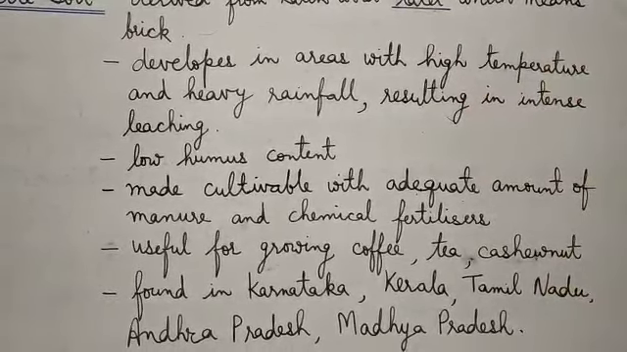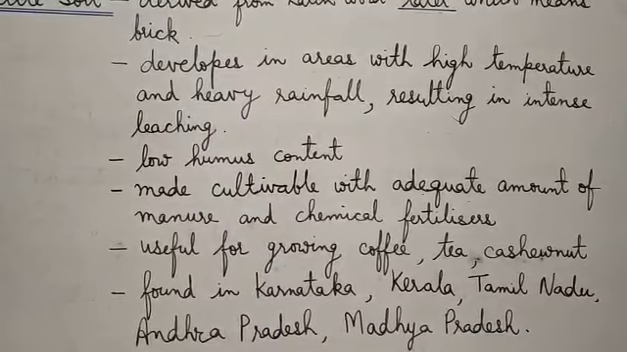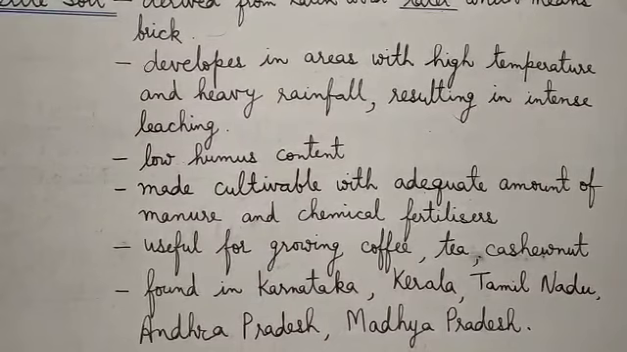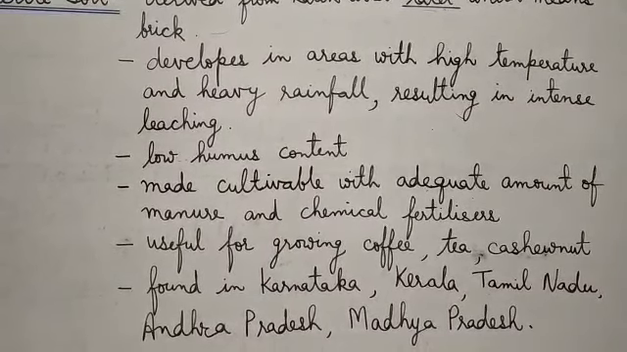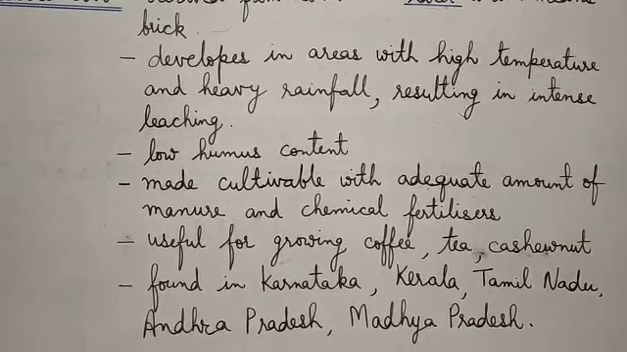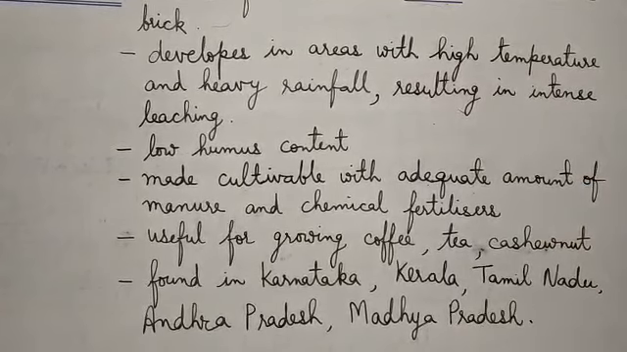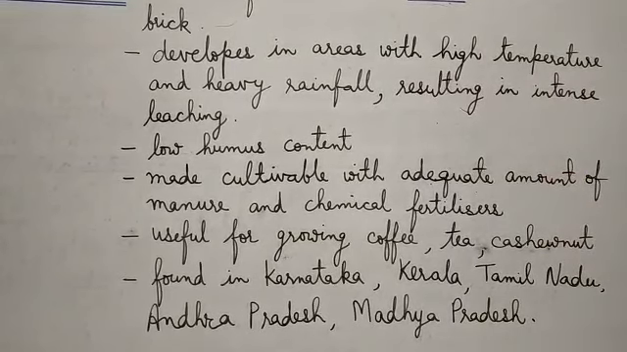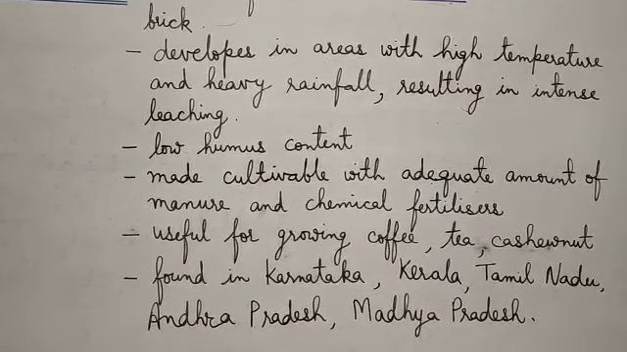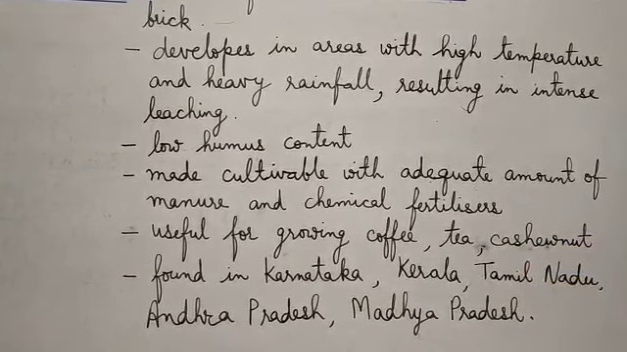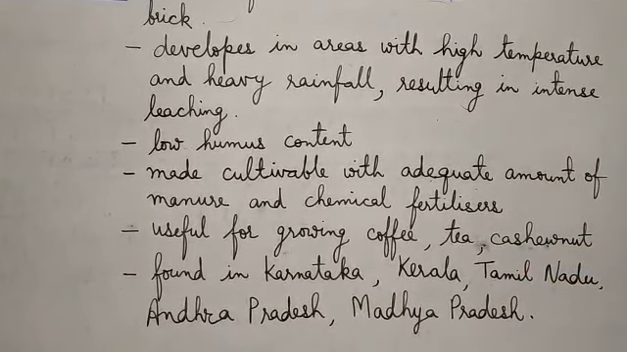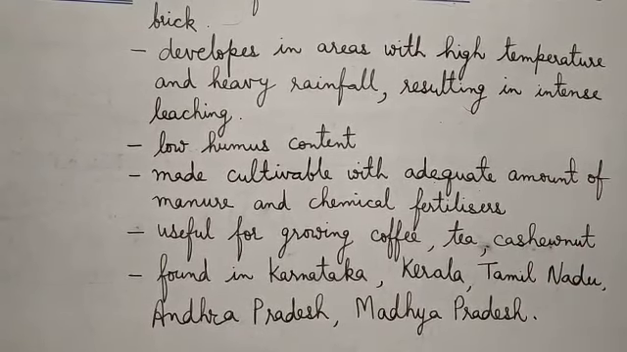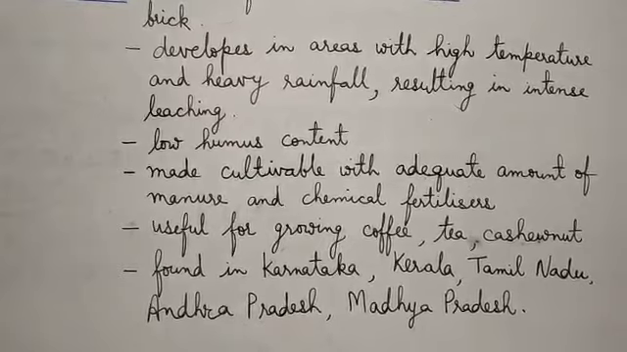The humus content is very low due to microorganisms getting destroyed due to high temperature, but it can be cultivable with adequate amounts of manure and chemical fertilizers too. This soil is very useful for growing coffee, tea and cashew nut. Particularly it is found in Kerala, Karnataka and Tamil Nadu, Andhra Pradesh, Madhya Pradesh and hilly areas of Odisha and Assam too.